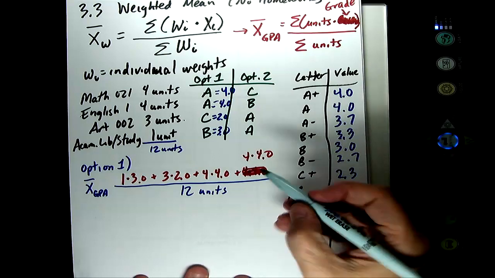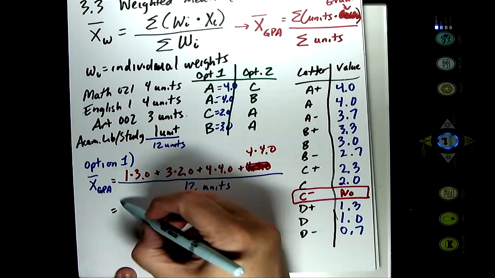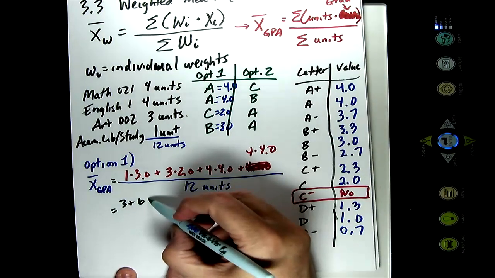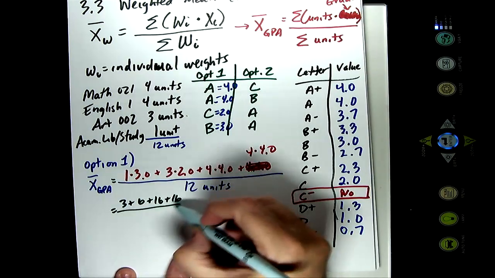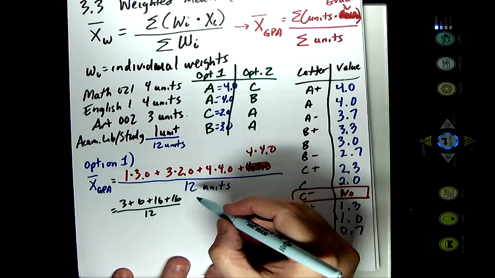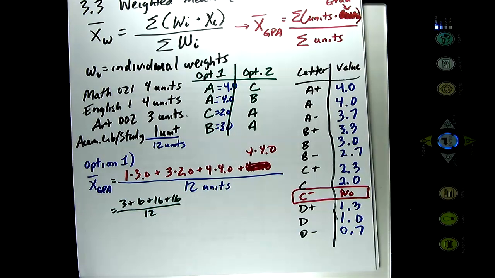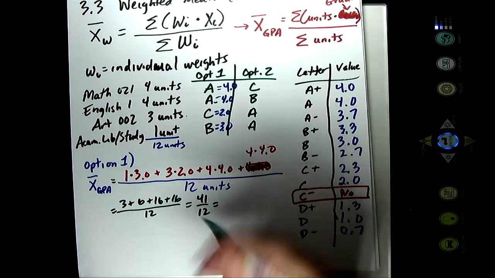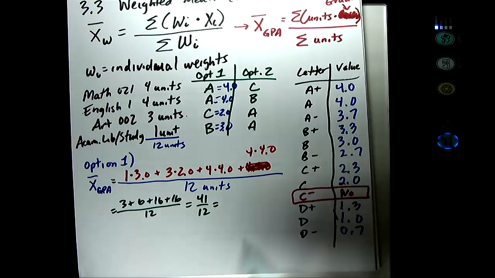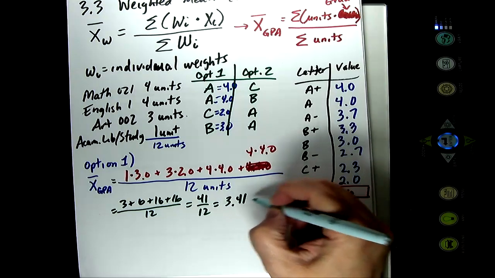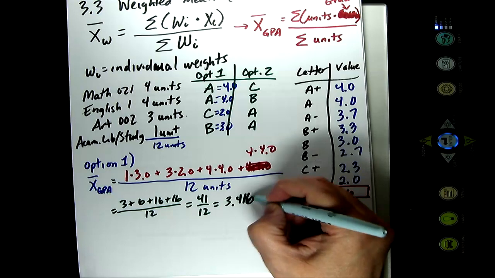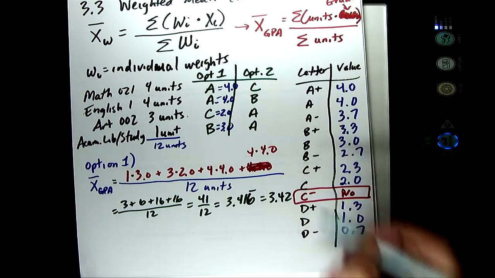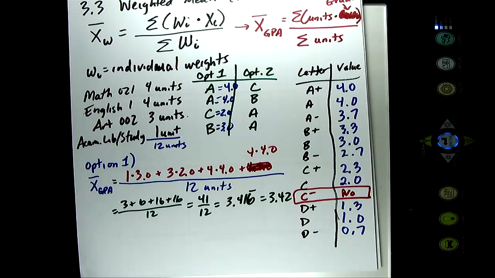So this ends up being, let's see, 3 plus 6 plus 16 plus 16 over 12. 3 plus 6... 41, is that what that top adds up to? 41 over 12 is, in terms of GPA, 3.4166. The 6 keeps repeating, so this would be 3.42. That's the GPA for option 1.